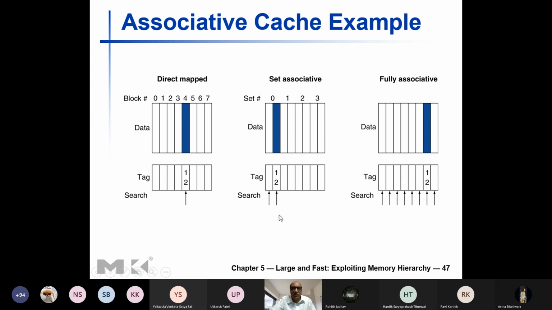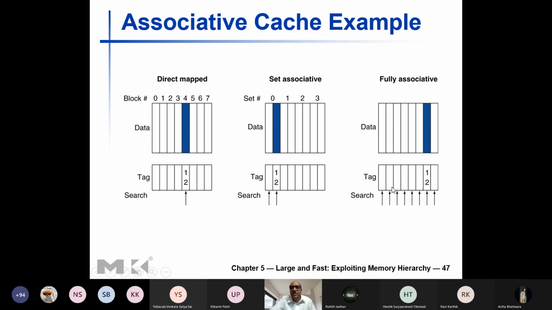So in this case, we need to compare 4 times, for all 4 entries in the set, right? Okay, so as the associativity in the set increases, the number of comparisons will increase.